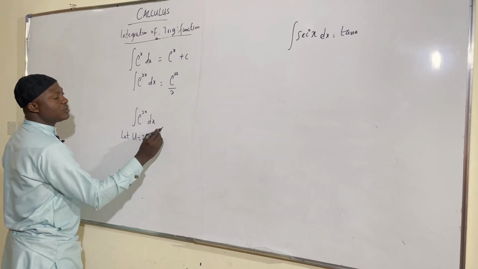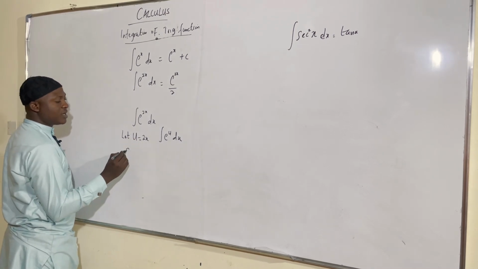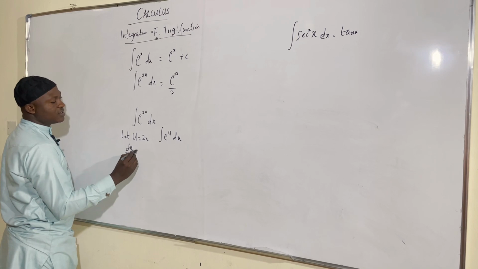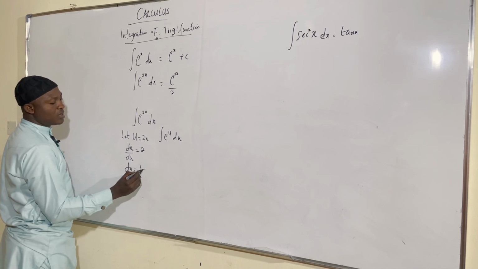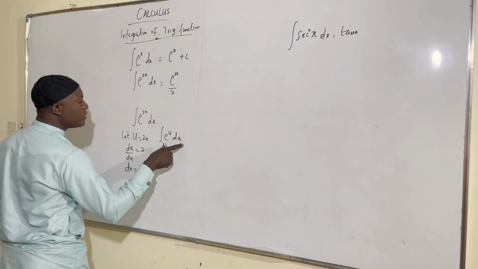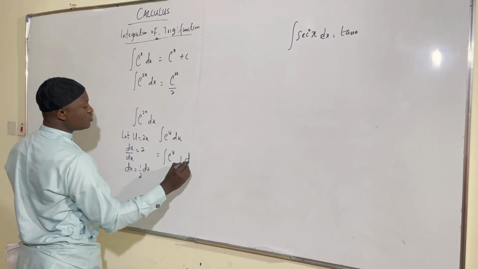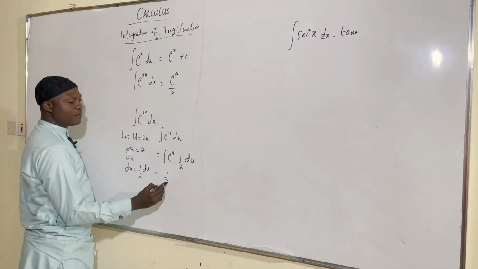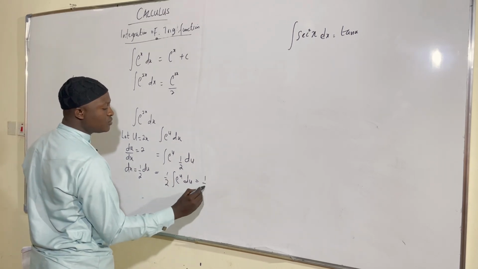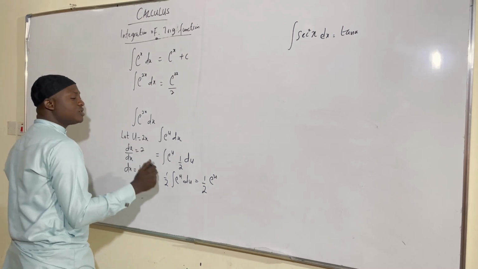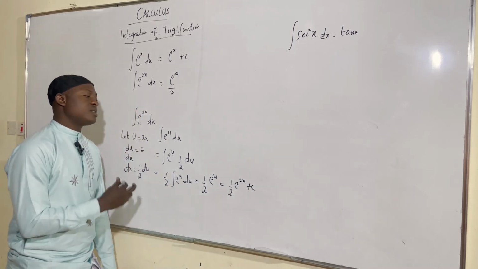If that is u, then we have the integral of e raised to the power of u dx. Here we have u and x, and du/dx is equal to 2. Now I want to make dx the subject, so dx is equal to 1 over 2 du. Going back, we have the integral of e to the u, where dx is now 1 over 2 du. If I pull this out, we have 1 over 2 times the integral of e to the u du. The integral of e to the u is nothing but e to the u, and our u is 2x. That means we have 1 over 2 e raised to the power of 2x plus c. You can see that it's the same result.